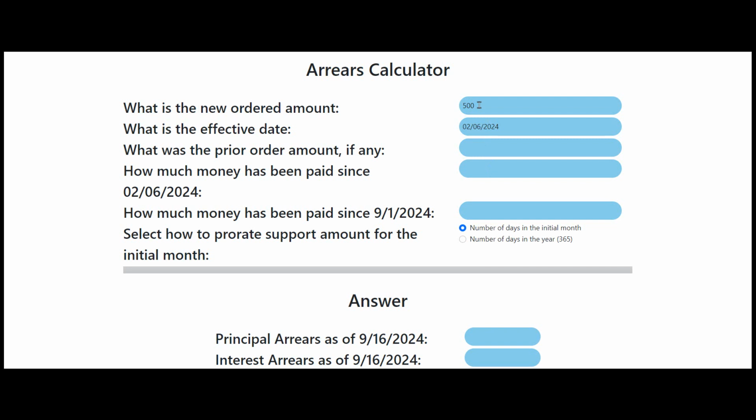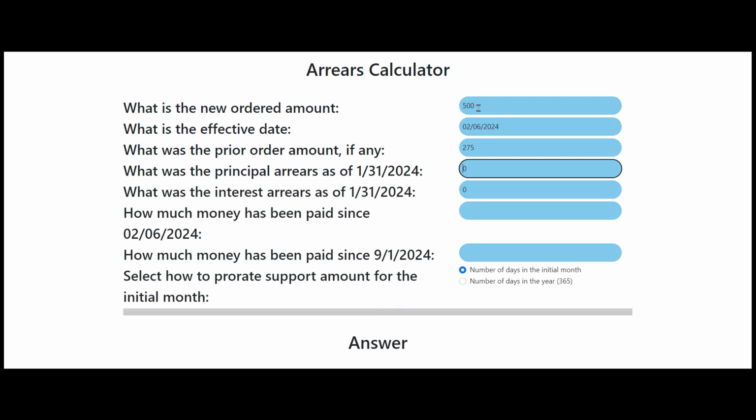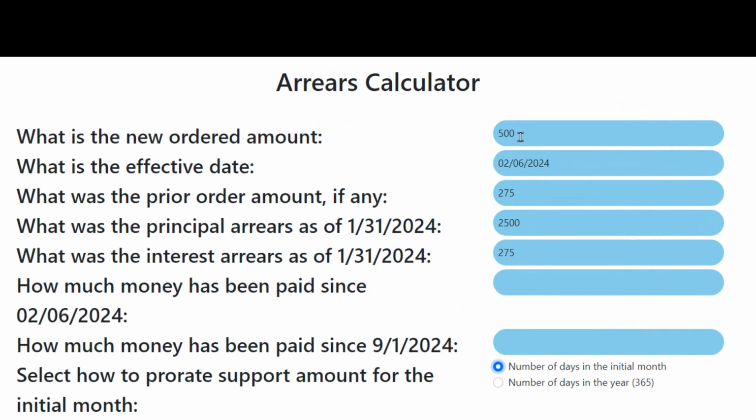Next, you'll input the prior order amount, which reflects the amount from the original order before the modification. Enter the total prior arrears, which covers any unpaid support from the prior order up to the last month before the effective date of the new order. Lastly, add the interest due on those prior arrears at the end of the last month before the new order takes effect. This ensures all unpaid principal amounts and interest are properly carried over.